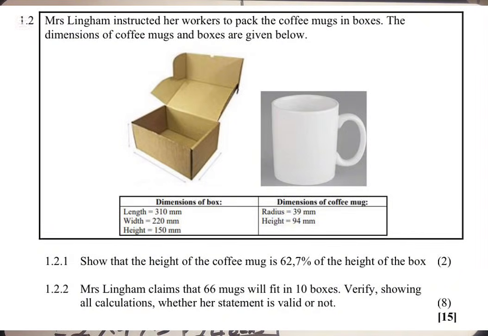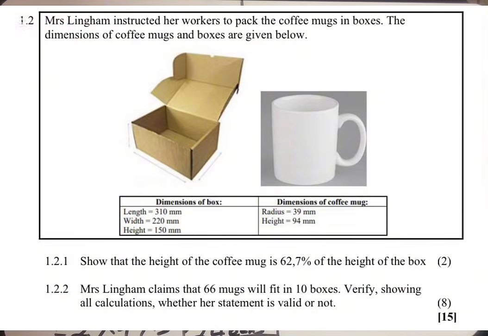The next question, 1.2. Miss Lingham instructed her workers to pack the coffee mugs in boxes. The dimensions of the coffee mugs and boxes are given below. We can see that we have the dimensions of a box: length 310, width 220, height 150. For the mugs, radius is 39, height is 94.